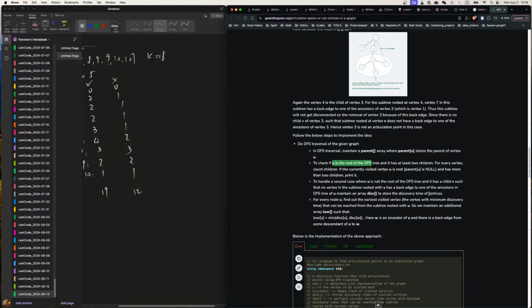So the discovery time of vertices: for every node U, find out the earliest visited vertex that can be reached from the subtree rooted with U. Basically, the minimum discovery time of all the nodes rooted with U. So we maintain an additional array low such that low[U] will equal the minimum of discovery[U].